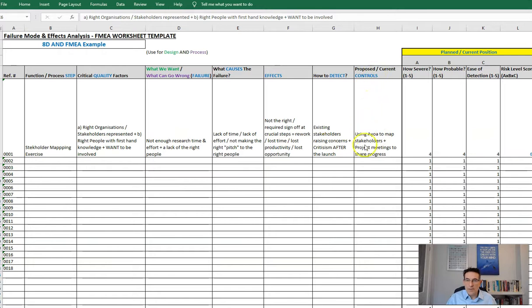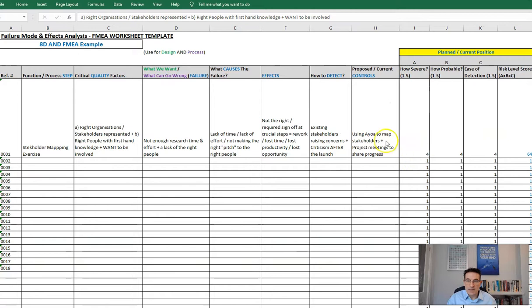So what are our current controls to try and make sure that we get this right and do it as best we can right first time? So we could use AOA to map out these stakeholders, so that's probably going to help us. And we've got project meetings to do those mini feedbacks on whether this is working or not on those steps to the finished product. So you might say that that's quite good controls, but let's look at how severe, probable and ease of detection we've got going on here, because these basically dictate what the risk score is.